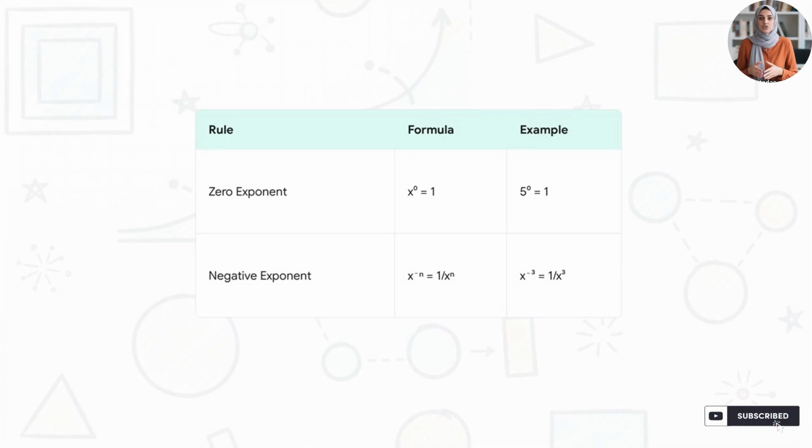Okay, there are also 2 special cases you're going to see all the time. First, anything, and I mean anything, to the power of 0 is always 1. Doesn't matter if it's 5 or 5 million, it's 1. And second, a negative exponent does not mean the number is negative. It just means you flip it. You take the reciprocal. So x to the power of -3 becomes 1 over x to the power of 3. Getting these 2 down will save you from so many common mistakes.